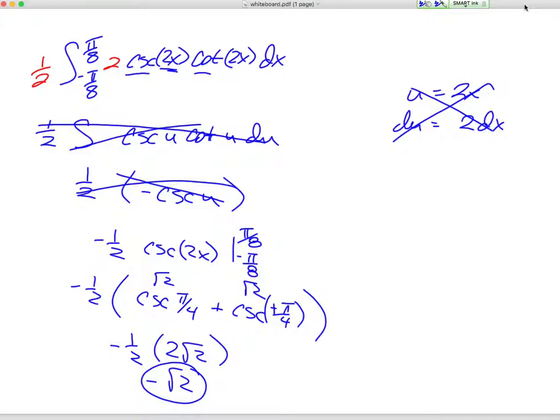All right, so identify that you've got a composite. Identify the inside. Take the derivative. Make sure the derivative is there. If it's not there, make an adjustment. Make the substitution. Integrate. Substitute back. Plug in your limits. There it is. So that's integrating composite functions using u substitution. Questions?